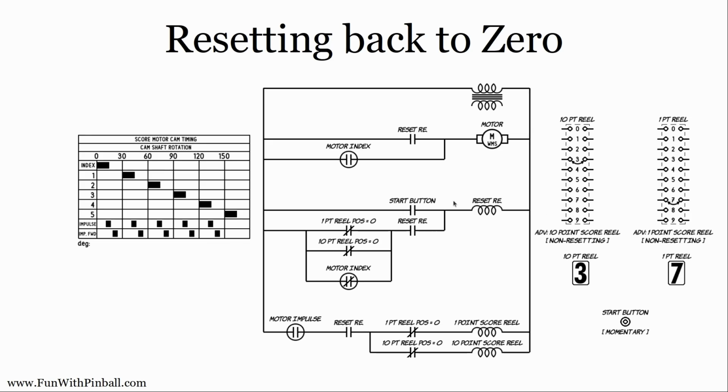And it starts with a start button. And then this whole business down here, this is the lock-in part of the lock-in circuit. And that will keep this reset relay active until all the work is done. Notice here that there are 2 switches that are open when the score reel reaches 0. I'm sorry, they're open when the score reel reaches 0. They're closed otherwise.